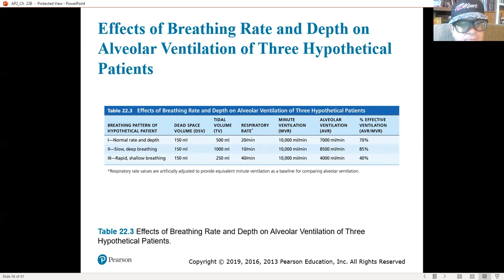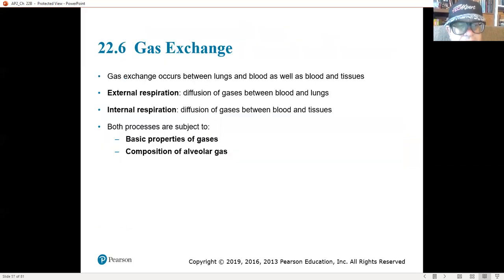All right. Effects of breathing rate and depth on alveolar ventilation. You can see what we just said. Rapid, shallow breathing is going to change your effective ventilation rate by only 40%, where slow, deep breathing is going to change it by 85%. So if you're having trouble getting oxygen, slow, deep breaths.